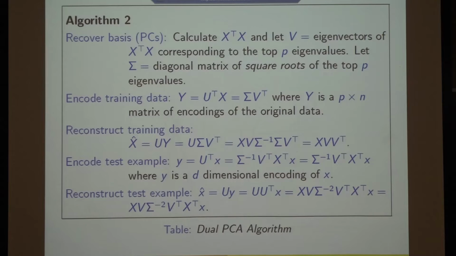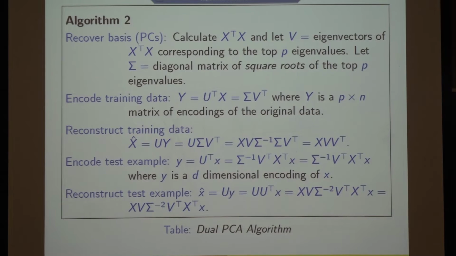And if you replace this in algorithm 1, you can come up with this algorithm. The embedding in lower dimensional space could be just sigma V transpose. Here, to compute the reconstruction, which is U Y or U sigma V transpose, I'm going to have X V sigma inverse sigma V transpose, which is X V V transpose. These two will cancel each other. You can encode a test example, and you can reconstruct a test example, just by replacing this formula in the direct formula. So this is dual PCA.